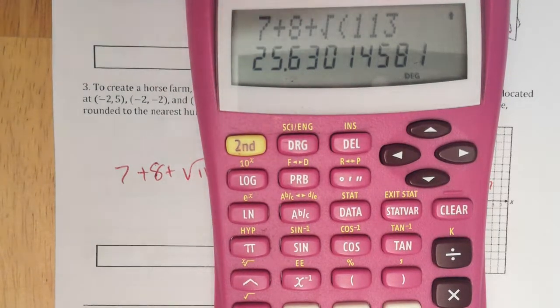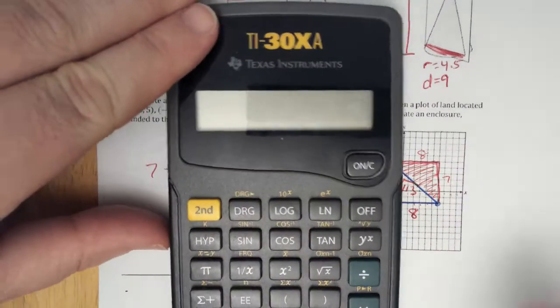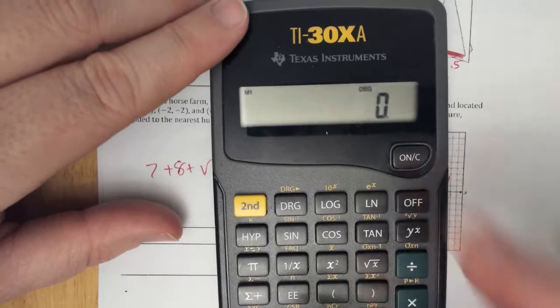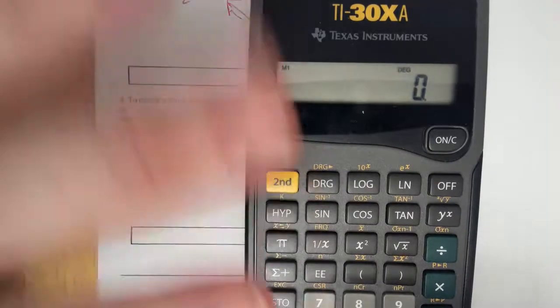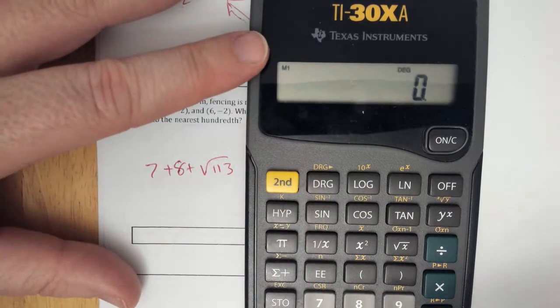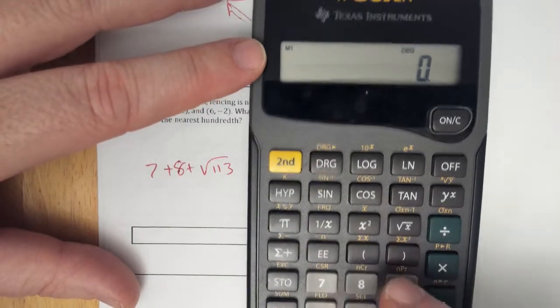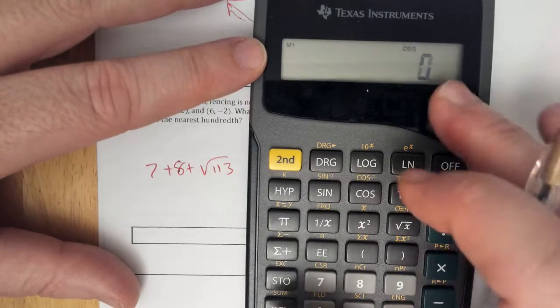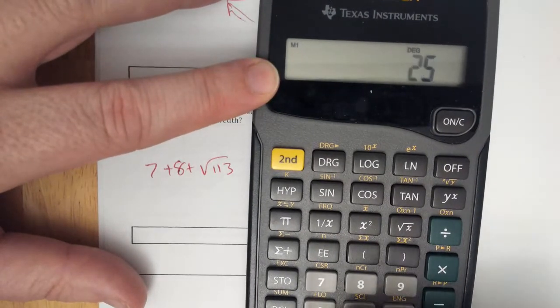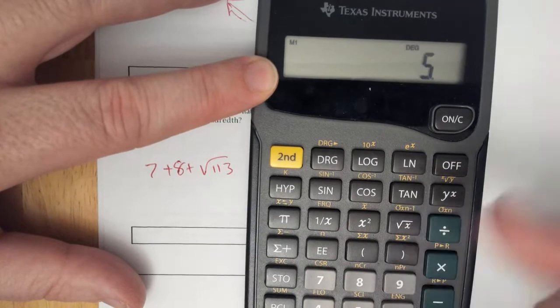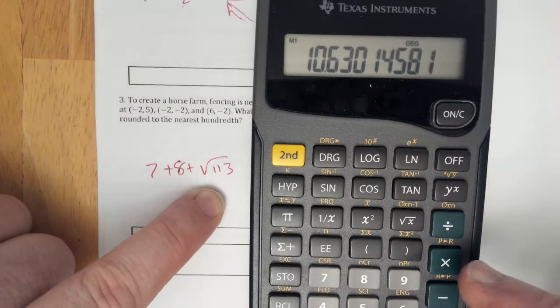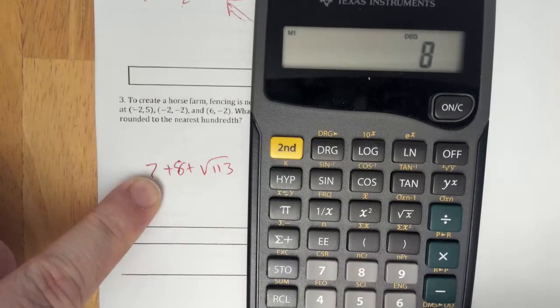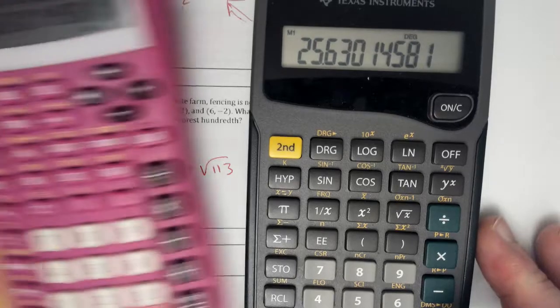Okay, and then what if you had this calculator? All right, so how would you do that one? All right, in order to do this calculator, you would have to do now the square root of 113. So let's do something you actually know, like 25 square rooted. If you square root and then push 25, it's not going to work. You have to do, in this calculator, 25, then square root it, and then there you go. Okay, so in this case, you would have to do 113 square rooted, then add the 7, add the 8, equals, and you got the same number.